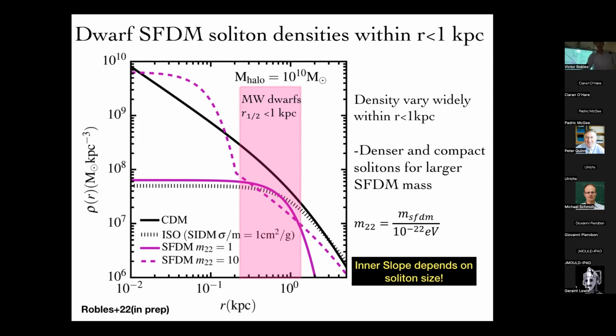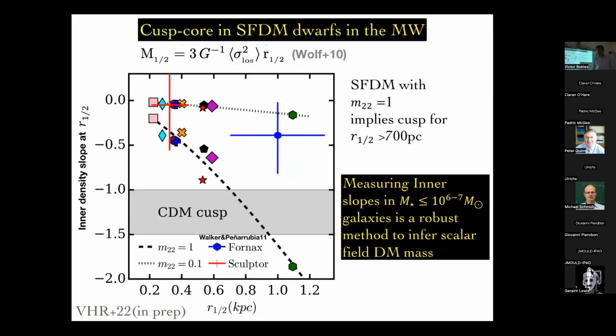One of the things that is important is that we have observations in this regime, shown here in the shaded band for the Milky Way dwarf galaxies. So one of the things we can do is ask, if all these Milky Way dwarf galaxies are in fact living in solitons, then what will be the density profile? Will it be a core or a cusp? And this is what is shown here.